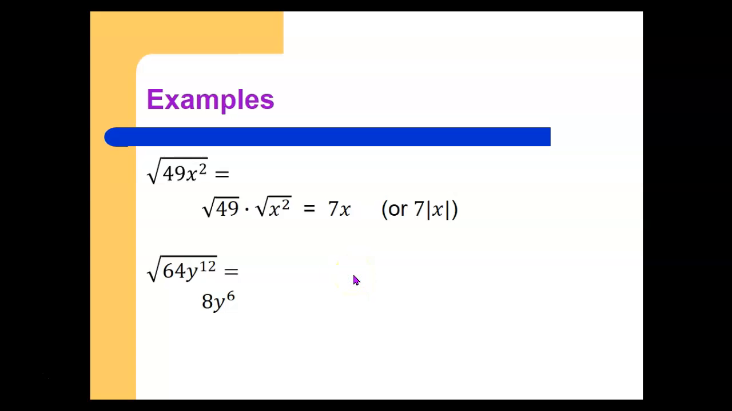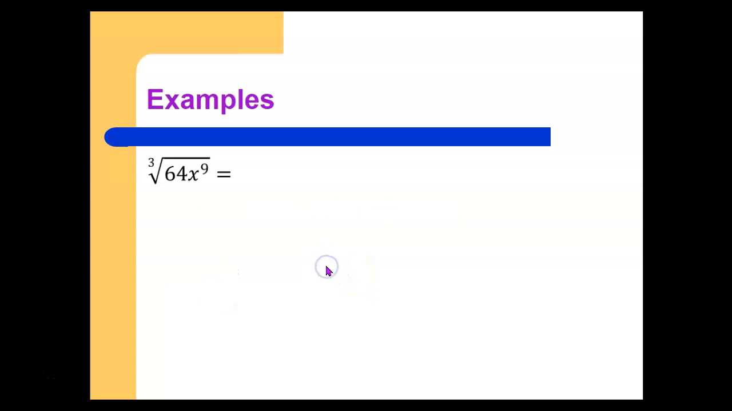What about the cube root of 64x to the ninth? Well, that breaks up into the cube root of 64 times the cube root of x to the ninth. The cube root of 64 is 4. The cube root of x to the ninth is x to the third, so we get 4 times x to the third power.